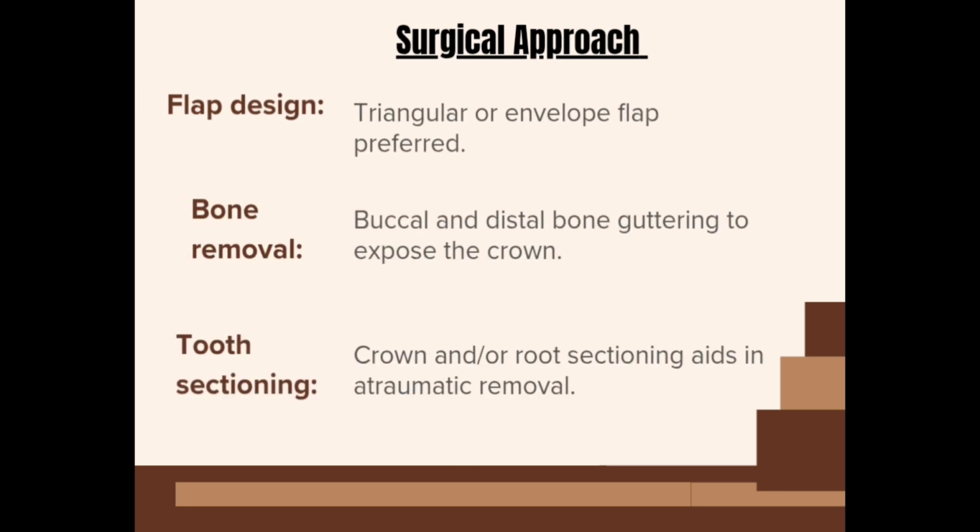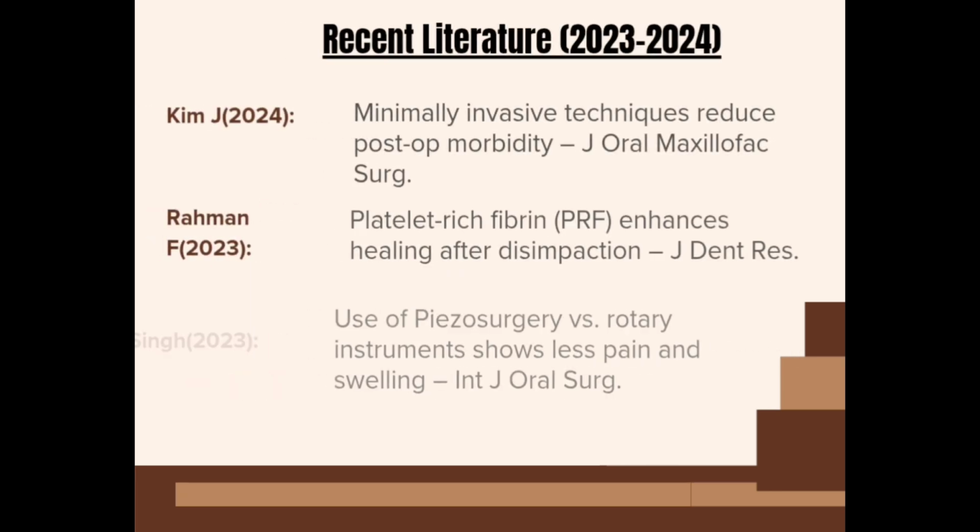The commonly prescribed surgical approach for these kinds of third molars is that the flap should be designed in a triangular or envelope flap manner. For the bone removal, guttering should be done on the buccal as well as distal bone to expose the crown. At the same time, these kinds of impacted teeth need crown as well as root sectioning.